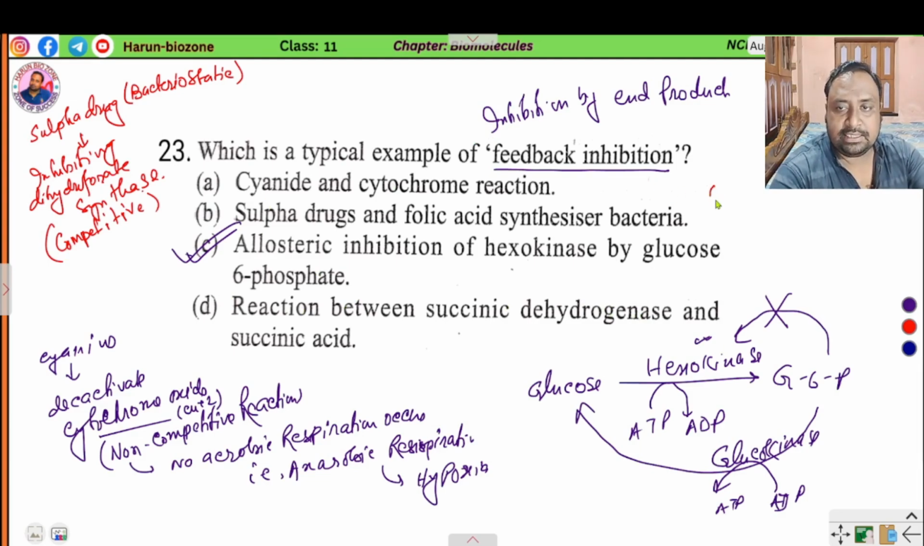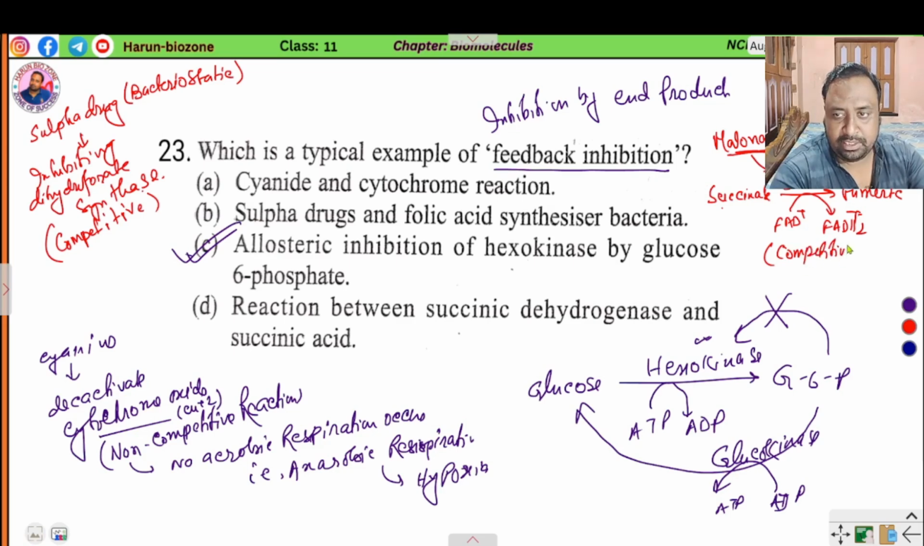Okay, the reaction between succinate dehydrogenase and succinic acid. Succinate is converted to fumarate by succinate dehydrogenase. Clear? Here FAD is converted to FADH2. But this succinate dehydrogenase is inhibited by malonate. What is malonate? Malonate resembles the substrate succinate. So it inhibits succinate dehydrogenase from converting succinate to fumarate. Okay, this is a competitive inhibitor.